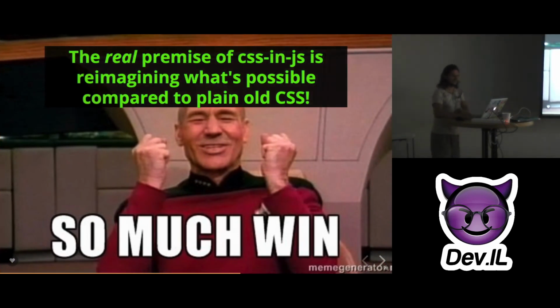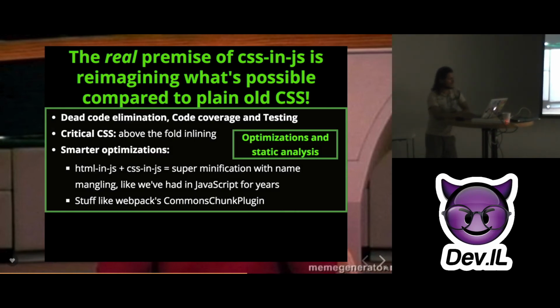But the real premise of CSS-in-JS is reimagining what's possible compared to just CSS. And that is stuff like optimizations and static analysis. You can have dead code elimination. You could never do that with CSS. You can have testing and code coverage with CSS. You can do critical CSS inlining. So stuff that's above the fold will be there. Not everything, and not nothing, and not a guesswork of, I think this will be visible, but you know that for sure because the runtime gives you that.